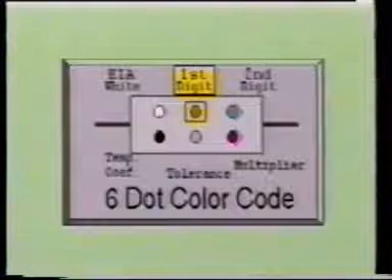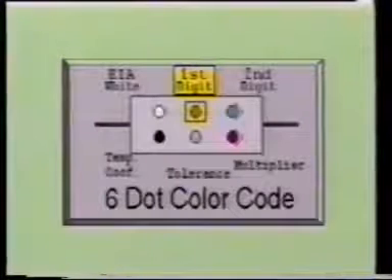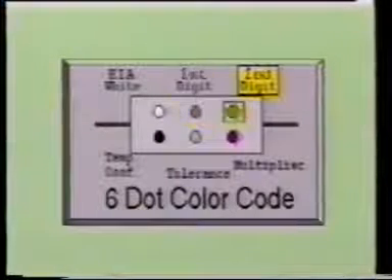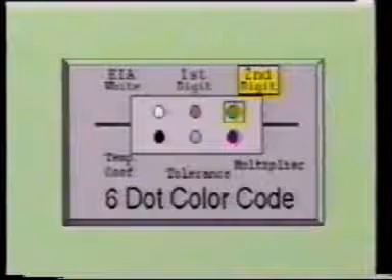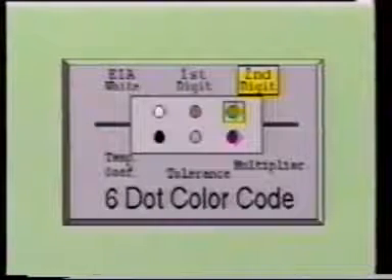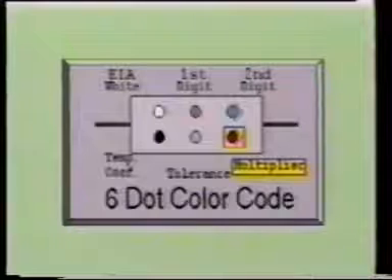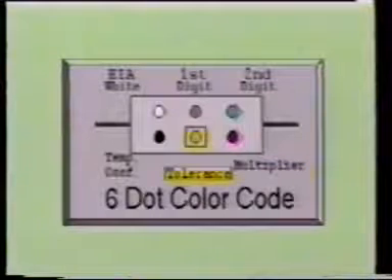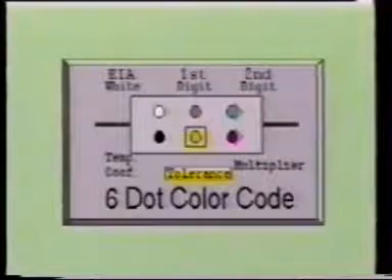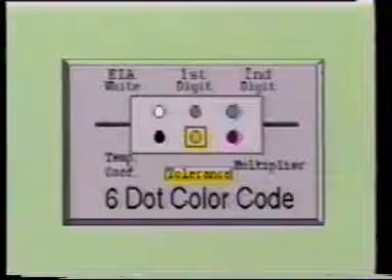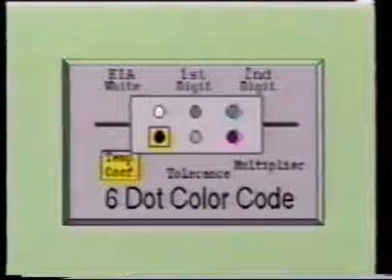The second dot represents the first digit of the number. The third dot represents the second digit of the number. The dot below the second digit represents the multiplier. The next dot to the left represents the tolerance. The last dot represents the temperature coefficient.